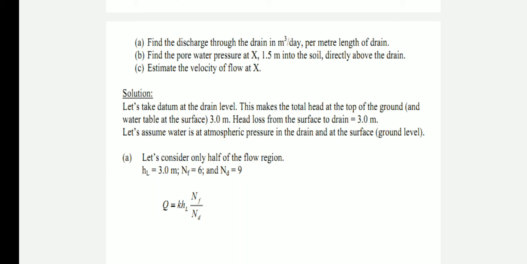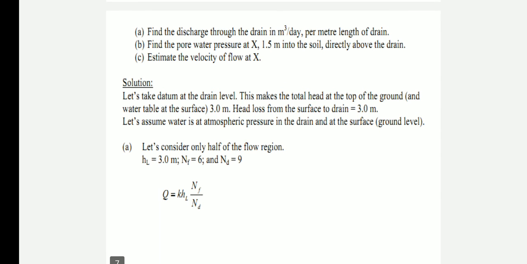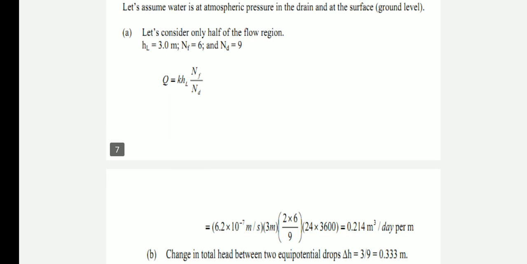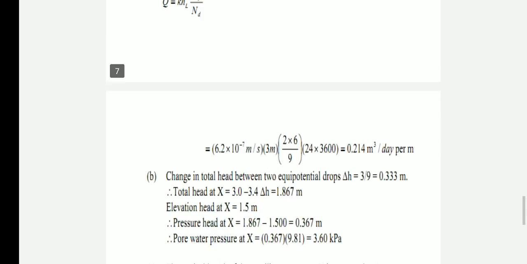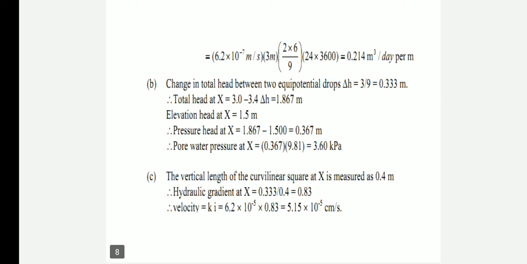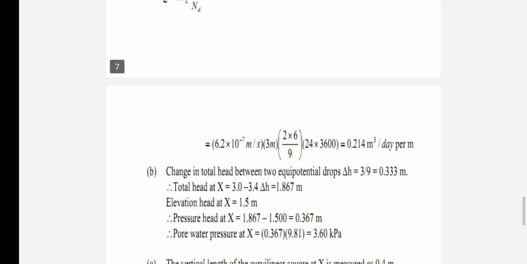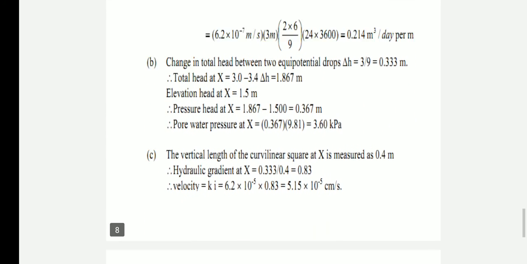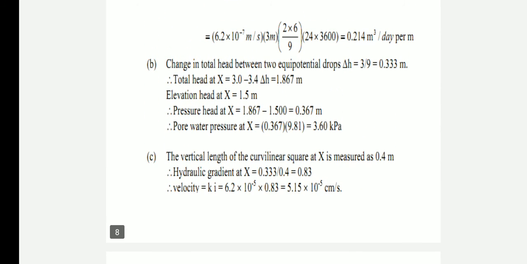So HL is equal to 3 meter, NF is equal to 6, and ND is equal to 9. So we have a formula, that is Q is equal to k HL NF divided by ND. Then we have all the values. Putting these values in this formula, we get the discharge equal to 0.214 meter cube per day per meter.